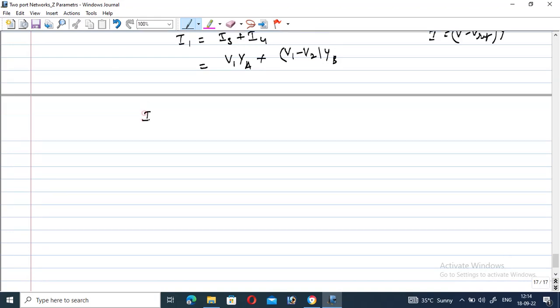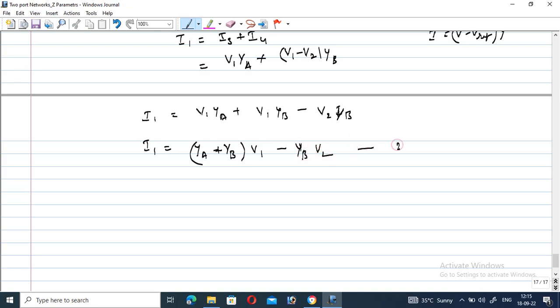Therefore I1 is equal to V1 into YA plus V1 into YB minus V2 into YB. So from this diagram, I1 is equal to, what are the common terms? If you are taking V1 as a common, (YA plus YB) into V1 minus, what is this one? Actually YB, not IB, it is YB. Therefore YB into V2. This is equation number 3.